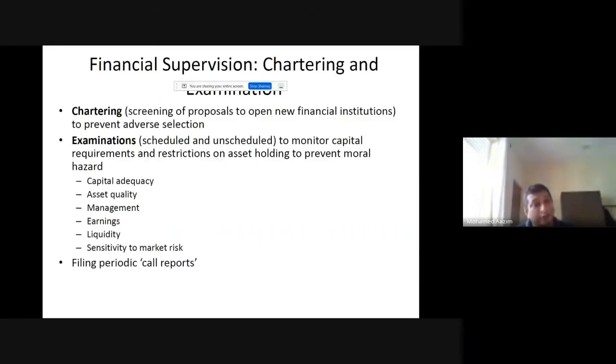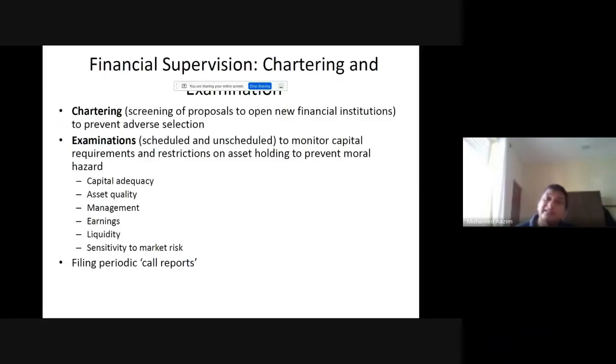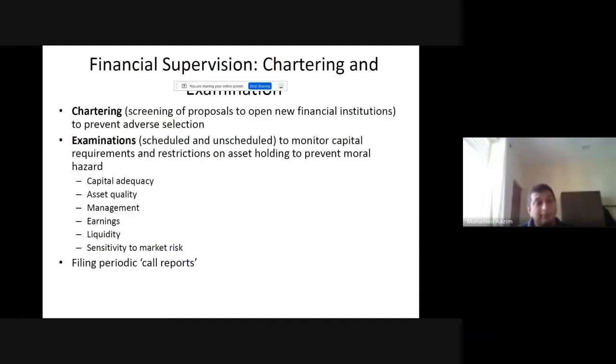Then they look at earnings, liquidity, and sensitivity to market risk. What happens with a 10% adjustment in interest rate? For example, the interest rate is 10% and it becomes 11%. When the interest rate changes from 10% to 11%, what happens to the portfolio? By how much do the prices of assets in the portfolio decline because the interest rate increased from 10 to 11?